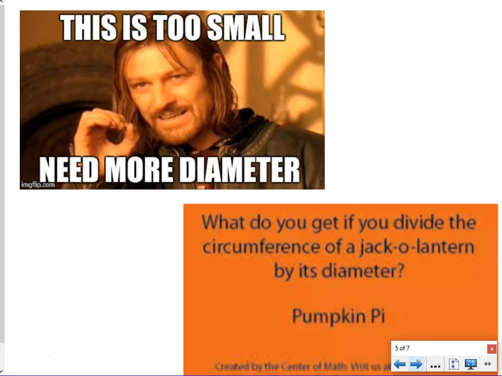All right, just a couple memes for you as we're going into the diameter of a circle. Particularly like this one right here. What do you get if you divide the circumference of a jack-o'-lantern by its diameter? Pumpkin pie, because circumference equals pi times diameter. You divide that by diameter, all you're left with is pi. And a jack-o'-lantern is a pumpkin. All right, hope you enjoyed that.